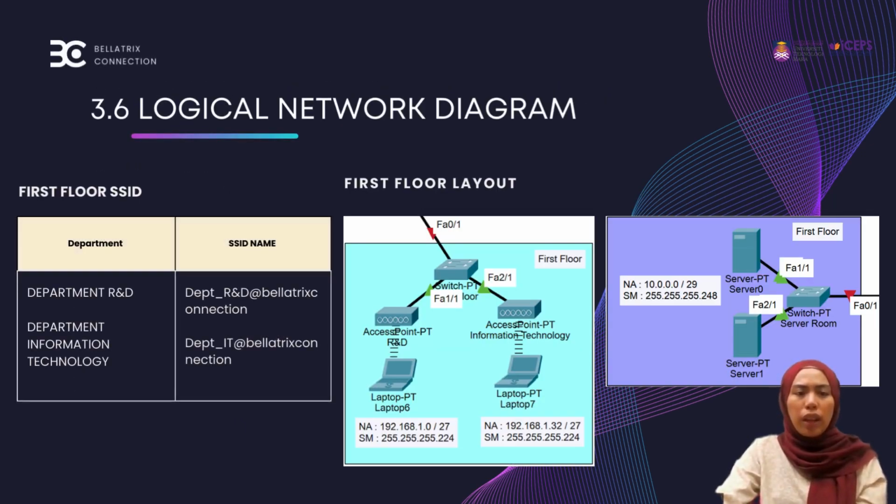Next is the first floor SSID. This network diagram shows a WLAN set up on the first floor of a building. It has two departments, R&D and Information Technology. Each department has its own SSID, which is the name of a Wi-Fi network. These SSIDs are DEPT-RND at Bellatrix and DEPT-IT at Bellatrix Connections.